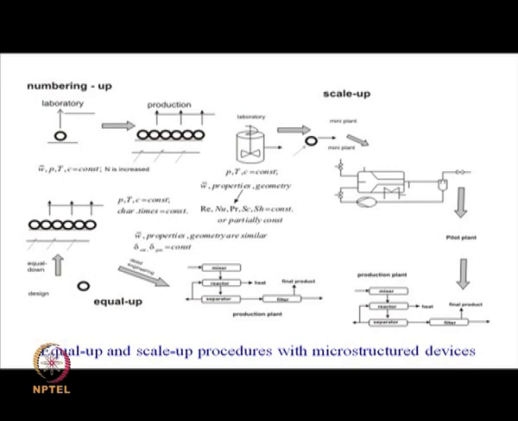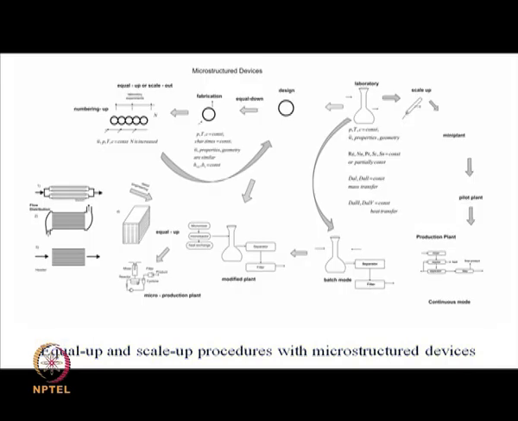How do you design a manifold by which equal distribution is possible? These are some of the issues that one has to think about while numbering up. You can make an optimized structure at the laboratory scale of one channel, but how do you convert that one channel into thousands of channels? The numbering up is going to be a big challenge in such a process.